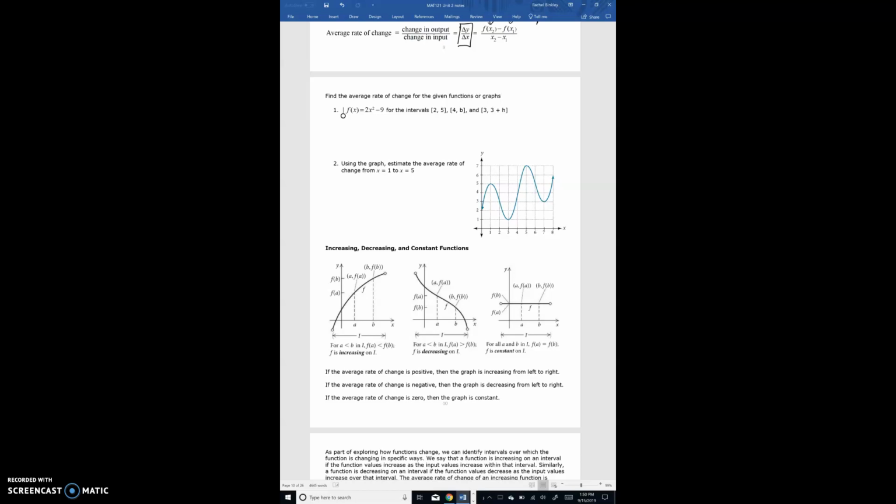Okay? So using the graph, estimate the average rate of change from x is equal to 1 to x is equal to 5. So we have 2 points, 1, 5, and now I look at 5, which goes to 7, 5, 7. So 7 minus 5, my numerator is going to be 2. 5 minus 1, my denominator is going to be 4. So we just get 1/2. So that was a lot easier than question 1.